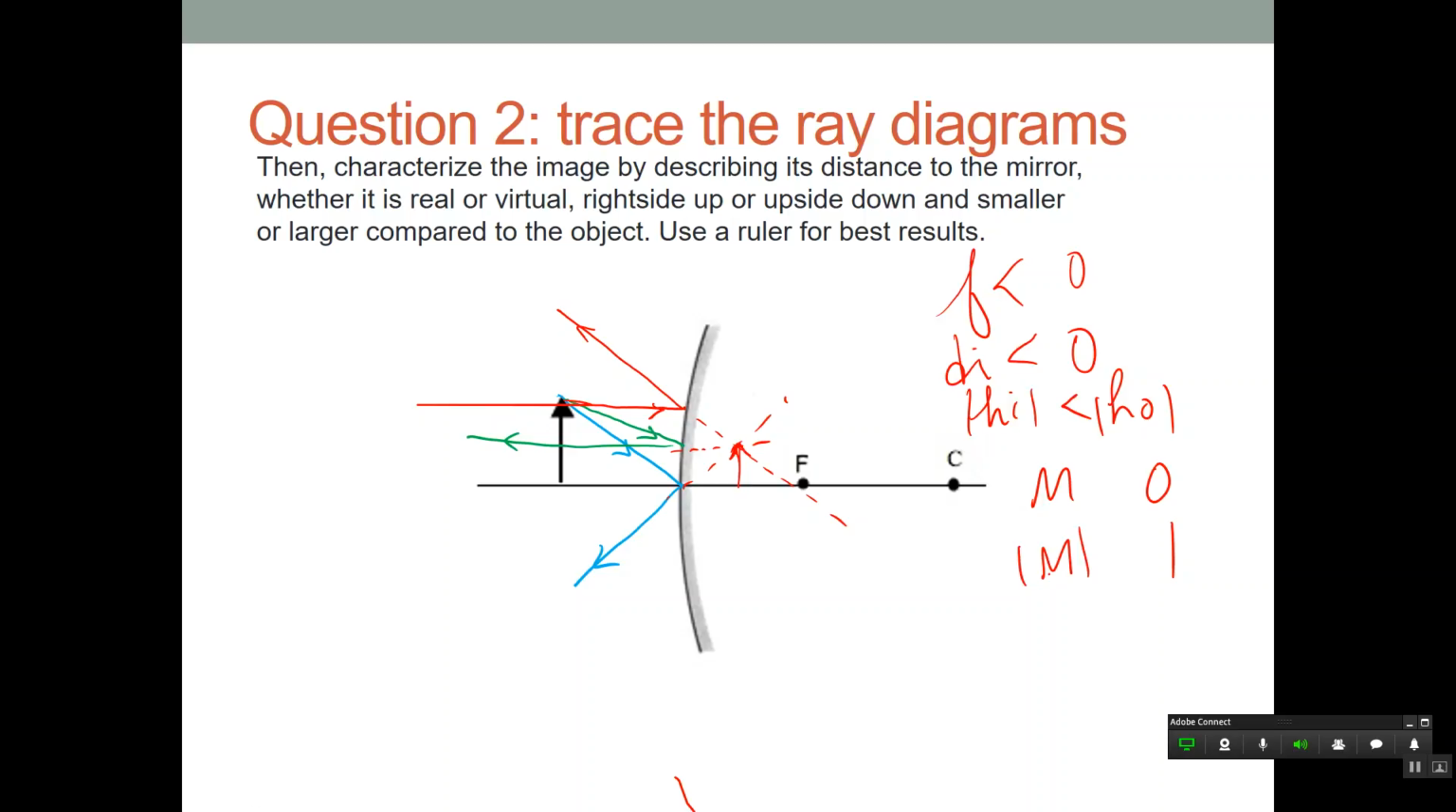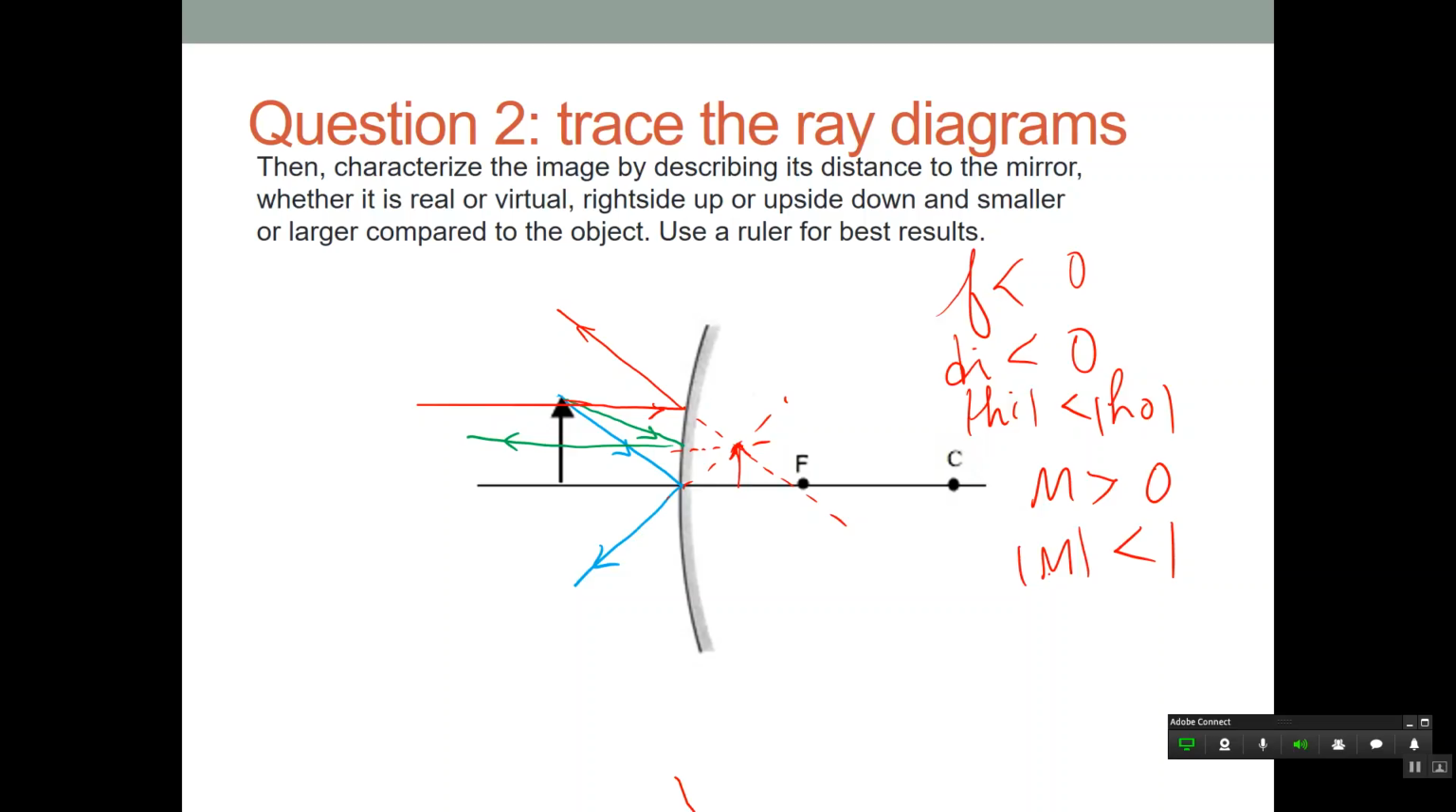Is magnification positive or negative? Positive, because it's right side up, right? What about the absolute value of magnification? Is it bigger or greater than 1? Bigger, smaller or greater than 1? It's smaller because it's sharp.